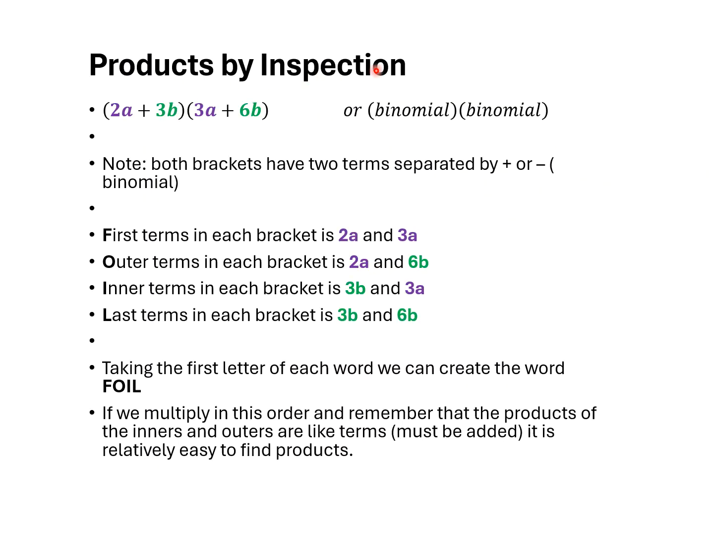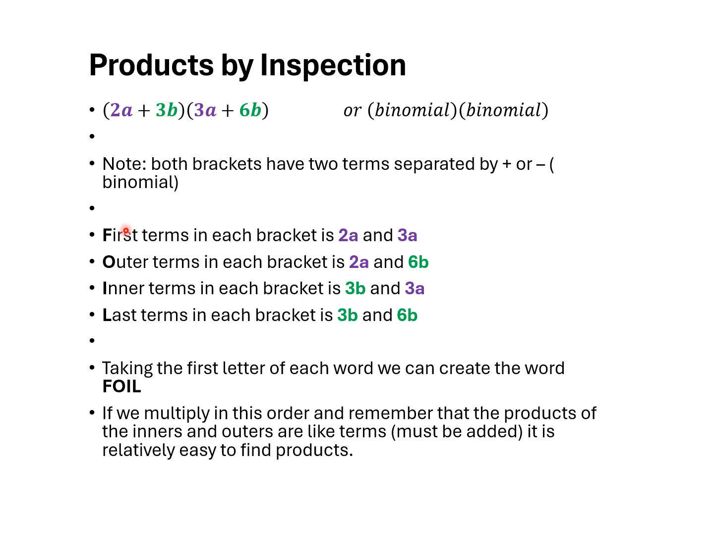Right, so for products by inspection, or binomial by binomial, you can see they have two terms, separated by a plus sign, and they have another two terms, 3a plus 6b. They're not the same, so both brackets have two terms, either separated by plus or minus sign. Now the first terms in each bracket are 2a and 3a. My outer terms are the two at the end, so there my outer terms are 2a and 6b. Then I have my inner terms, which are 3b and 3a. And then I have the last terms, which are 3b and 6b.